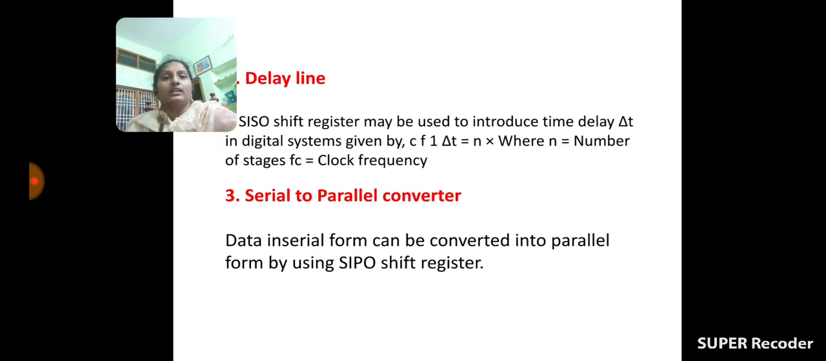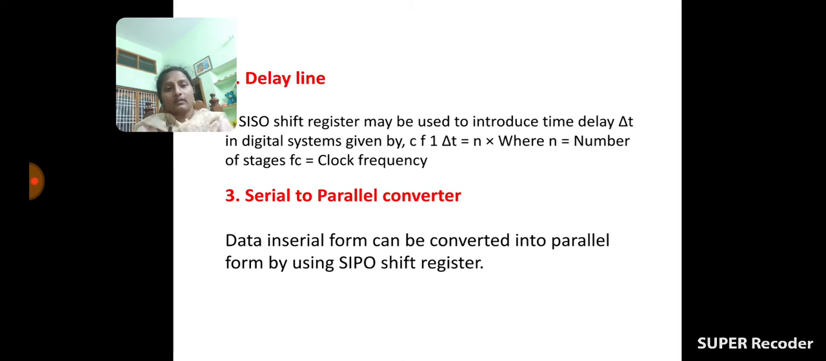And see next, these are also used in delay lines. How are the registers used? Delay line. Why? Because if a data flip-flop is there, whatever input we apply across the D simply passes through to the output. So here you see, a SISO shift register, serial in serial out, may be used to introduce a time delay. How much time delay we introduce: delta T is equal to N by fC, where N is the number of stages and fC is the clock pulse frequency.